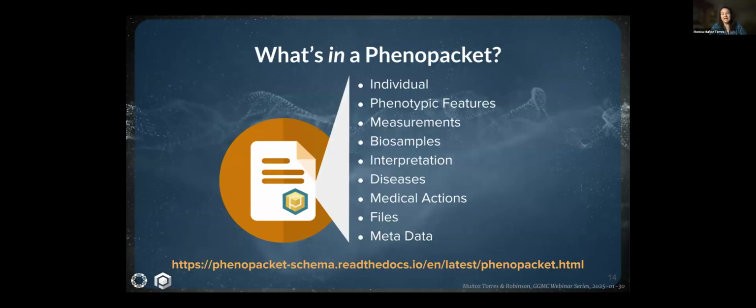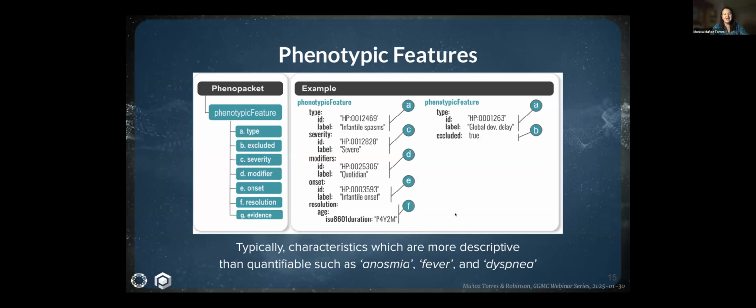And so in a Phenopacket, you can find several different information. These are some of the examples of the most important Phenopacket elements. In the next few minutes, I'm just going to describe a selection of these. And for the complete schema, you can visit this link at the bottom on the slides that I shared. So, for instance, phenotypic features, right? This is what it looks like in a Phenopacket.